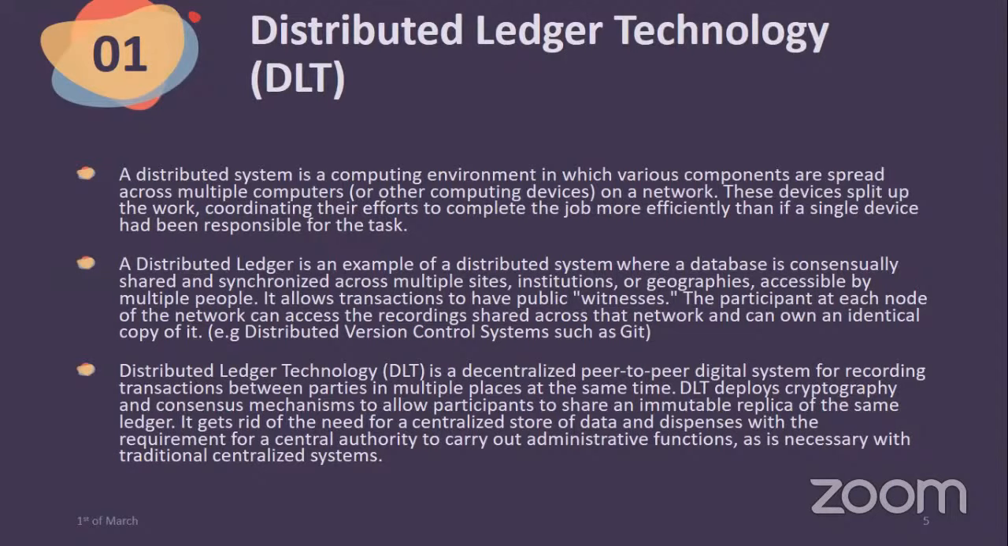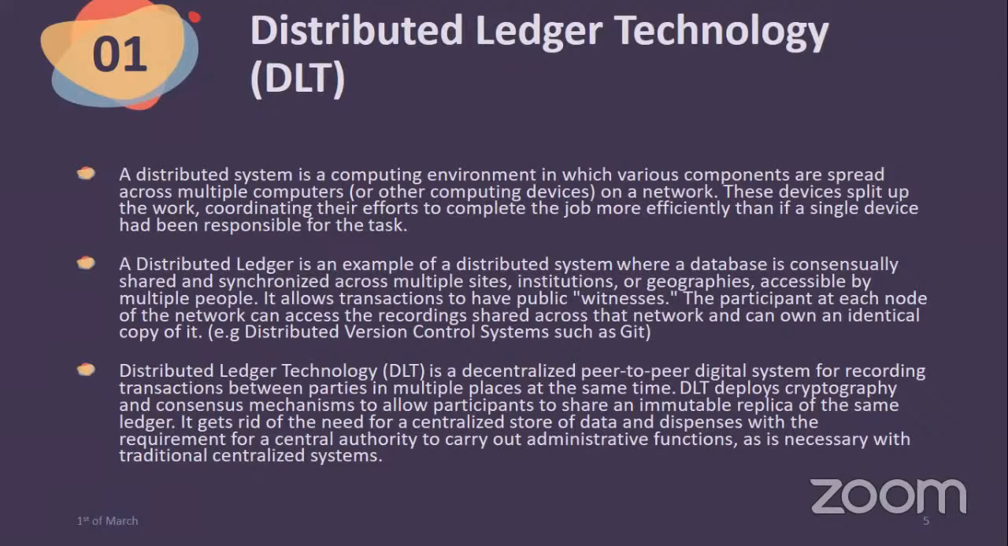Each node in the network can have a copy of the records of each transaction in the ledger and can view and verify that. An example of a distributed system is Git. Each computer has a record of the code base. Each computer can view changes to that code base and can view the log of the code base.